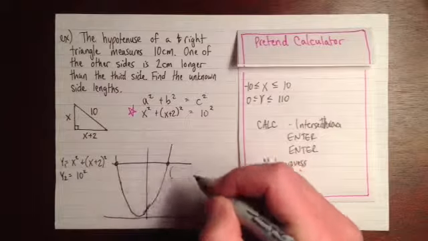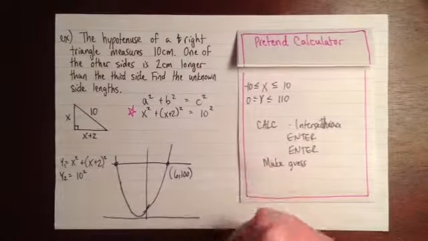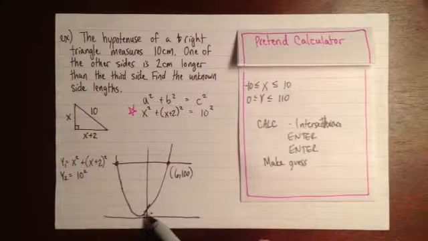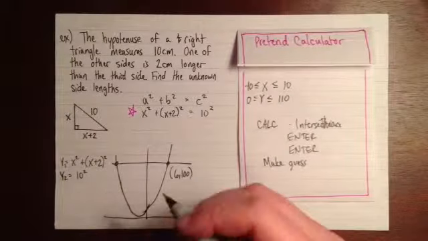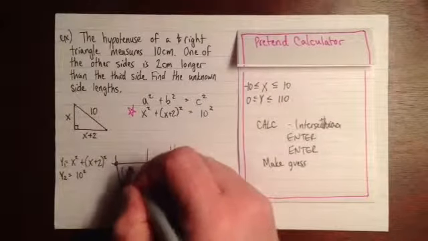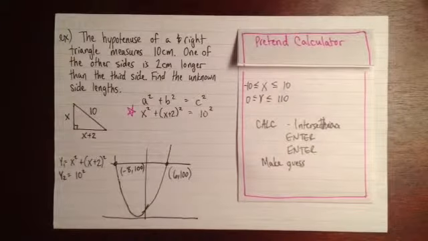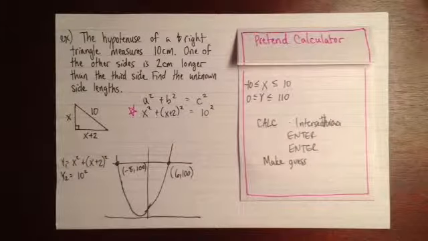So this intersection point, it will give us the coordinates. It's 6, 100. And then pause it for a sec while you find the other one. Okay, the other one is at -8, 100.